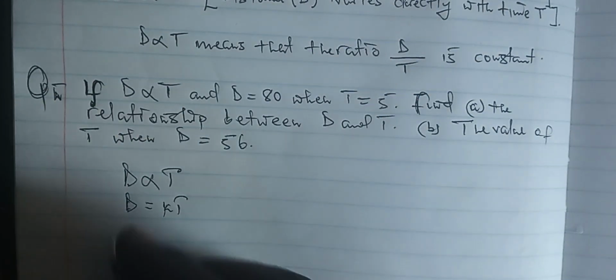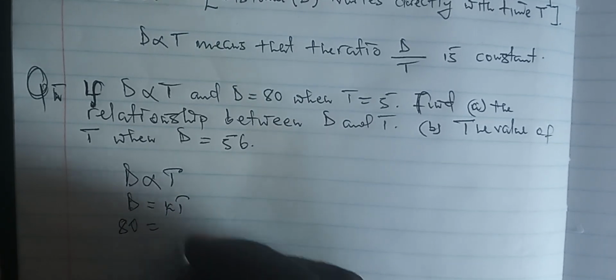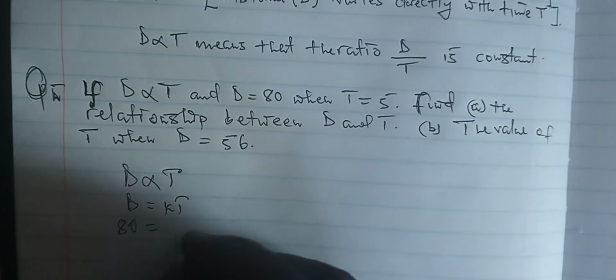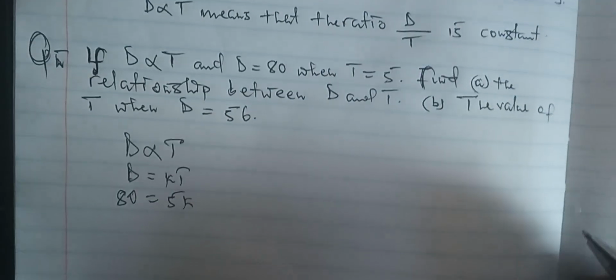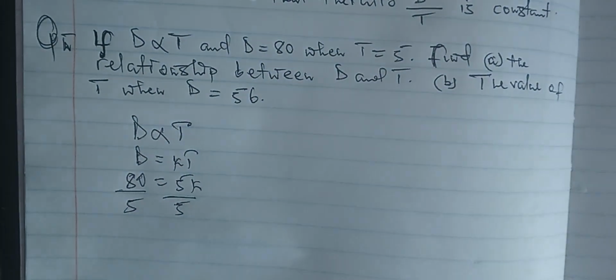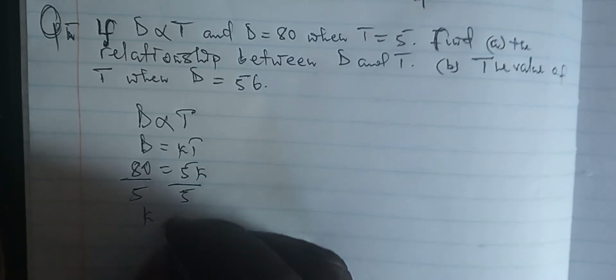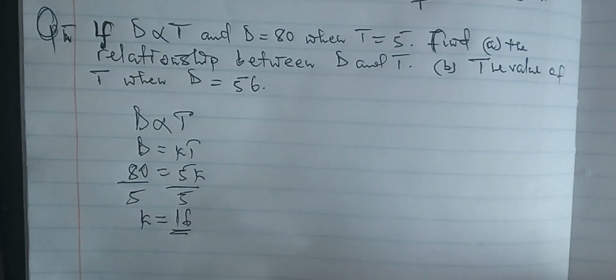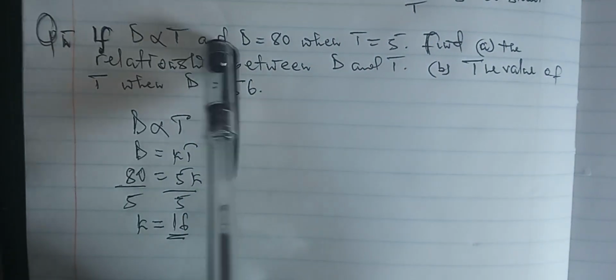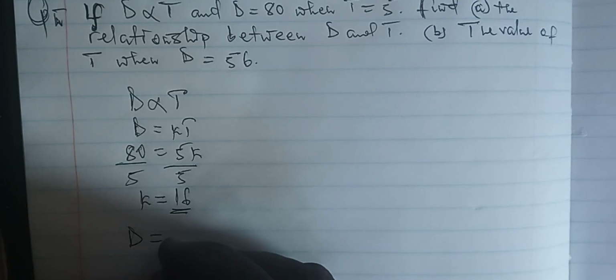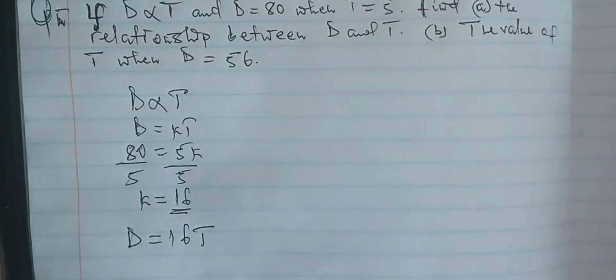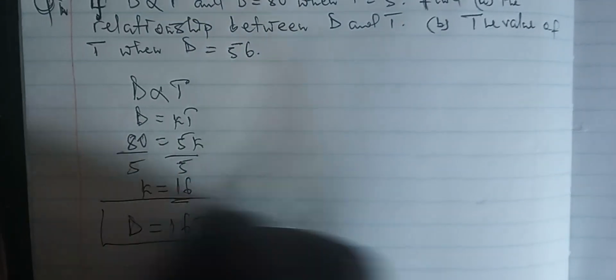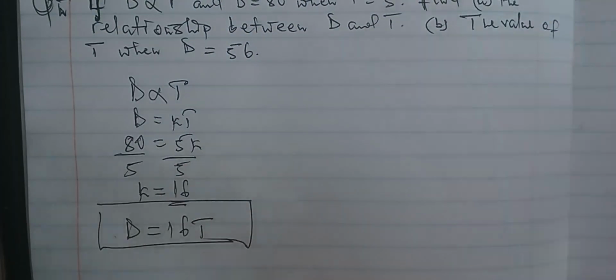Then D is equal to 80, so we say 80 is equal to, with the value of T being 5, 5k. Then we divide both sides by 5, and to find the value of the constant k, k is going to be 16. So if we want to write the relationship between D and T, we have D is equal to 16T. So this is going to be the relationship between those two parameters, D and T.